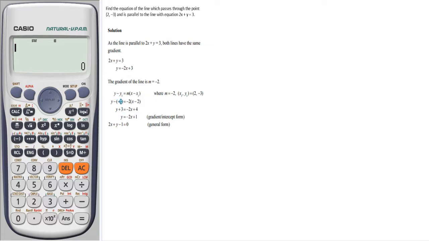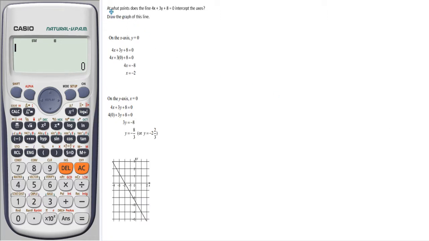So now you use your point-slope equation to find your equation, which is y minus y1 equals m open bracket x minus x1 close bracket. You just plug in your values here. M is equal to minus 2, and the coordinates are x equals 2 and y equals minus 3. So for y1 you plug in minus 3, and for x1 you plug in 2. When you simplify that equation, you get y = -2x + 1. Or you can write it in this format if you like. And that is how you get that.